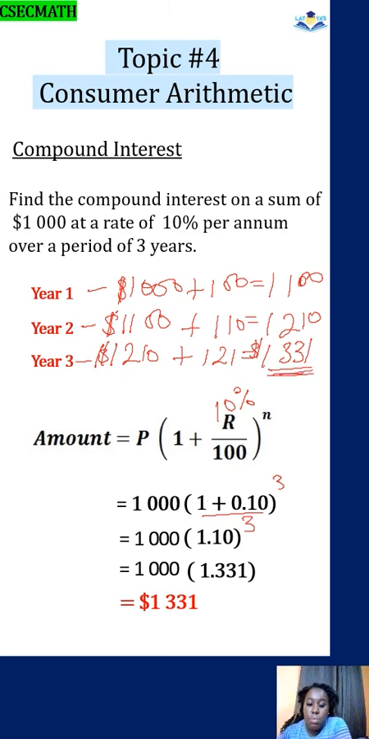Okay, so I'll do more tricky questions using the formula, so you will see why it's important to know how to use the formula when you're doing compound interest.